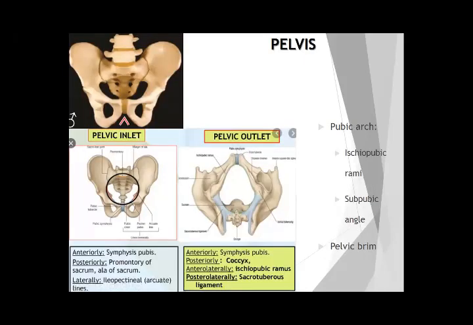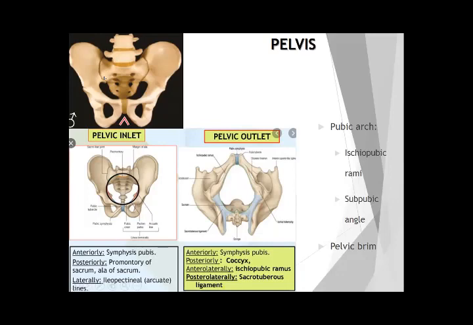This is the pubic arch. Let's talk about the pelvic inlet first. The arch is made up of the ischiopubic rami and the subpubic angle. This is the brim of the pelvis. Superiorly, you have the pubic surfaces. Posteriorly, there is the sacral promontory. This is the sacral promontory.